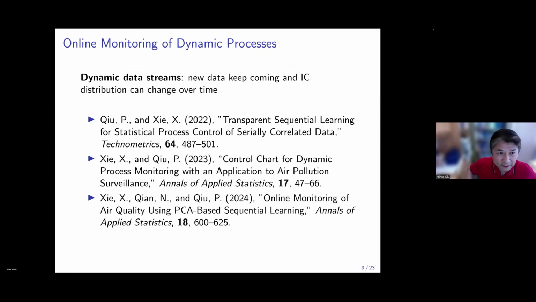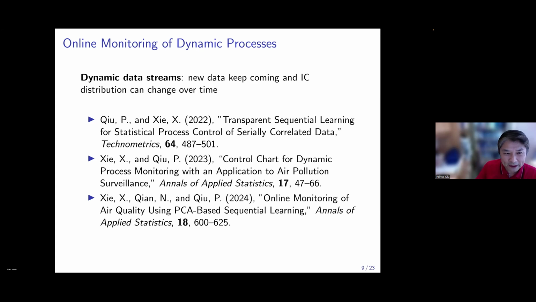And now let's come back to today's topic, online monitoring of dynamic processes. Here, a dynamic data stream means new data keep coming and the in-control distribution can change over time. Keep in mind that for pollution data, even in a specific year when there is no outbreak, the pollution is typical, but wintertime and summertime are different. The in-control distribution will change over time.